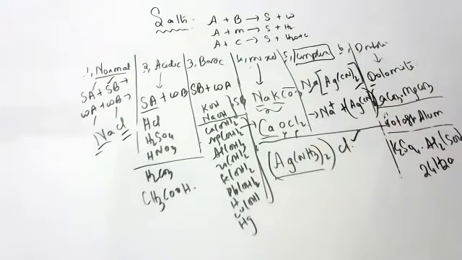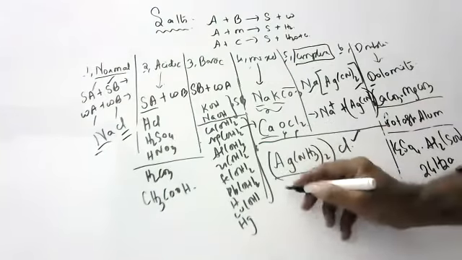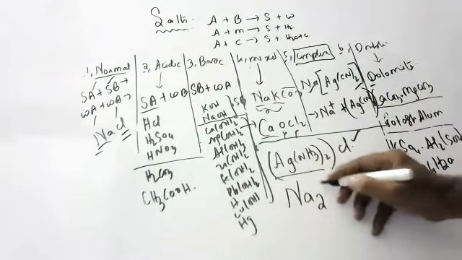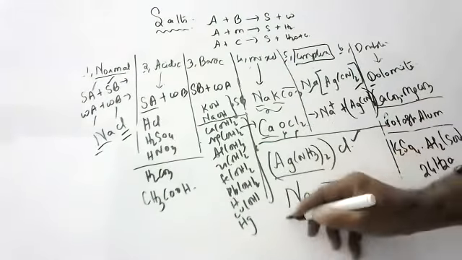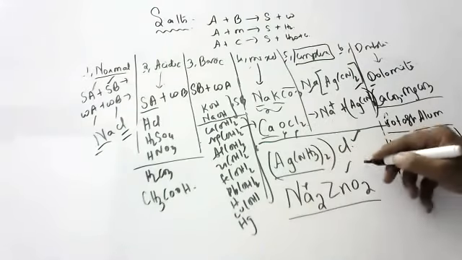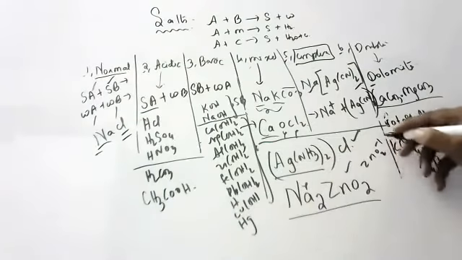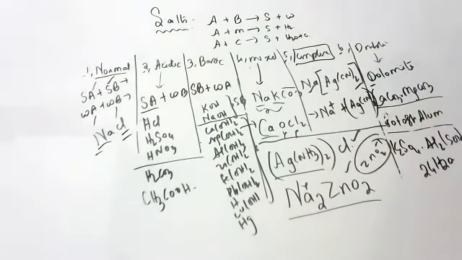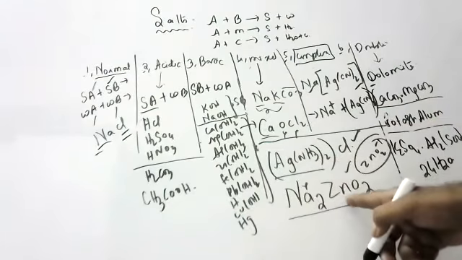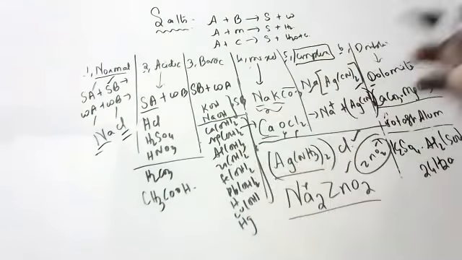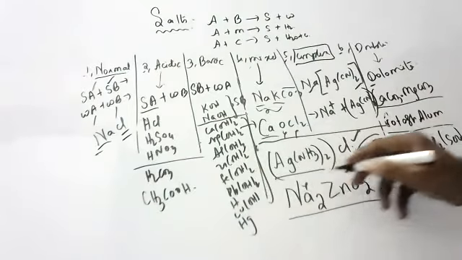Okay, children. The most famous one is sodium zincate, Na2ZnO2. This is very famous. This is a simple ion, and the zincate ion is ZnO2 2-. This is a complex ion. Sodium zincate is formed when a base reacts with a metal. Base with metal gives sodium zincate. So, one simple ion, one complex ion.